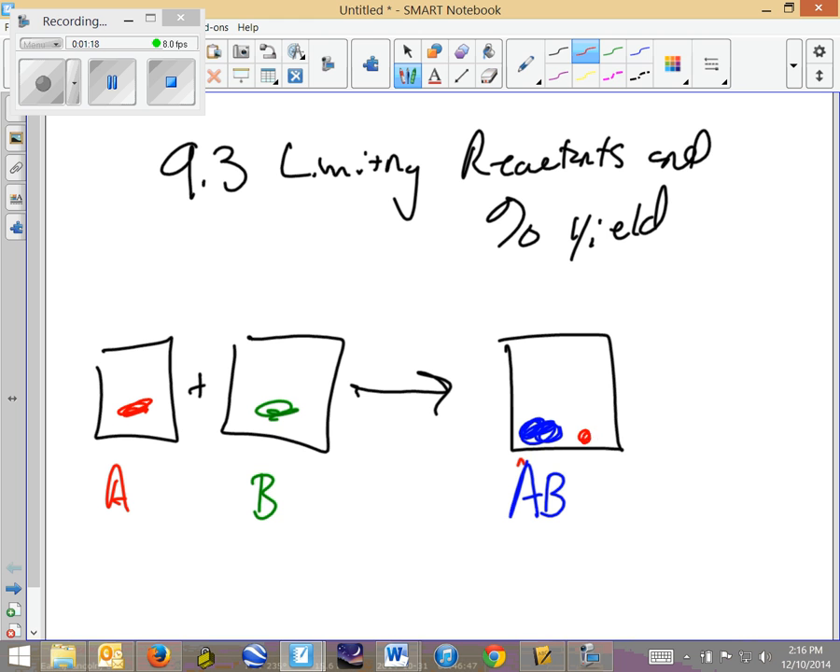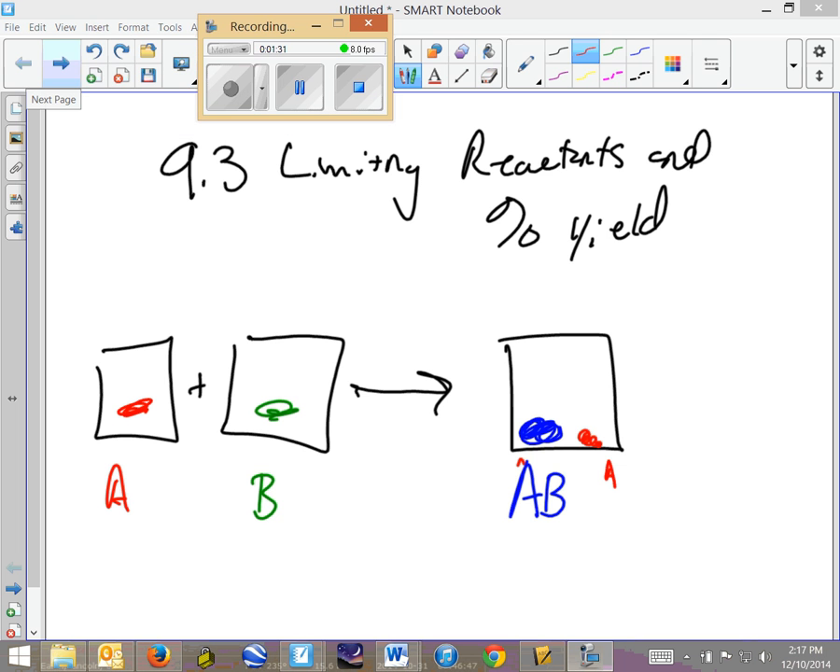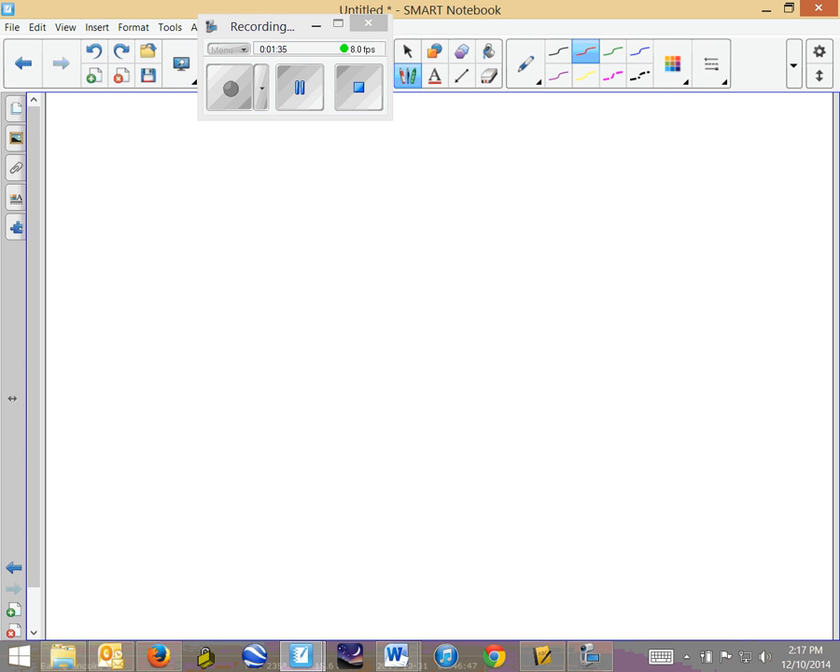And let's just say in this case, I'm going to have just a little bit of A left. It didn't all get used up. It's still in the beaker. It's not reacting anymore because the B is gone to react with it, but it has not been all used up. So that's where the idea of limiting reactants is. Which chemical am I going to run out of first?